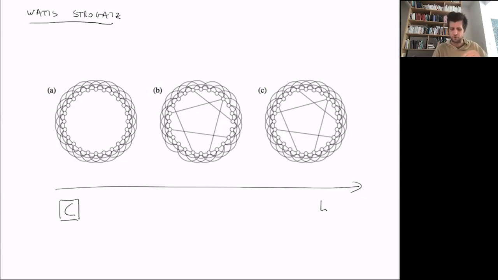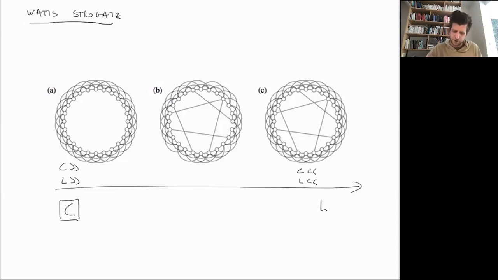And what was quite impressive was that, if I'm here, I would have the C is large, but the L is actually very large. So you need many steps to go from one part of the graph to the other one, but your clustering coefficient is high at the same time. Here you would have the C is going to be small when the graph is too random, but the average distance is very small.